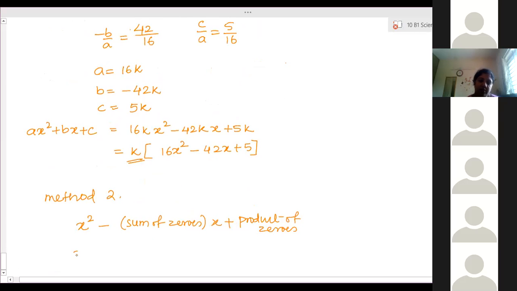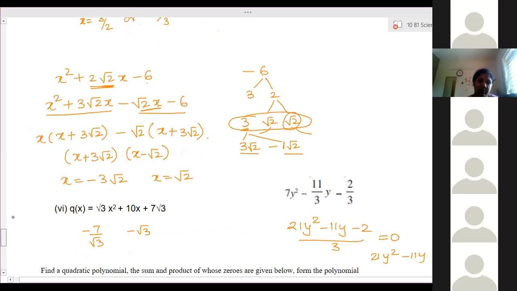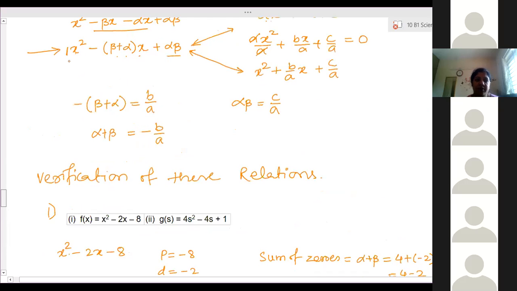Ma'am, what is this? It means the polynomial x square minus (alpha plus beta)x plus alpha beta. I've shown you already how this came. Here already I've told you. This is a polynomial. Yes.